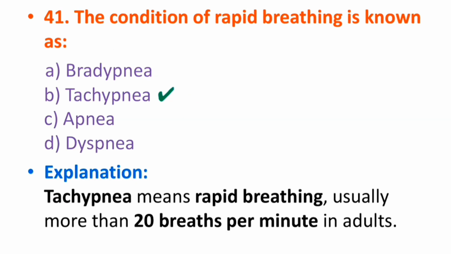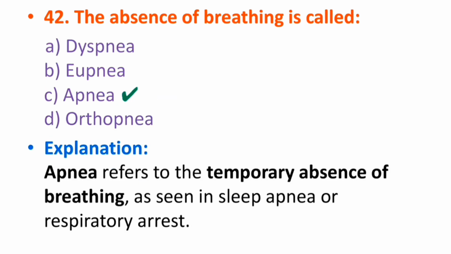The condition of rapid breathing is known as option A bradypnea, option B tachypnea, option C apnea, option D dyspnea. The correct answer is option B tachypnea. Tachypnea means rapid breathing, usually more than 20 breaths per minute in adults.